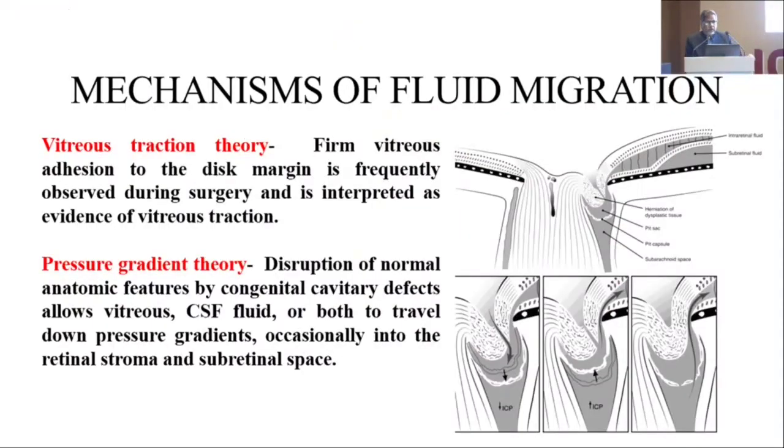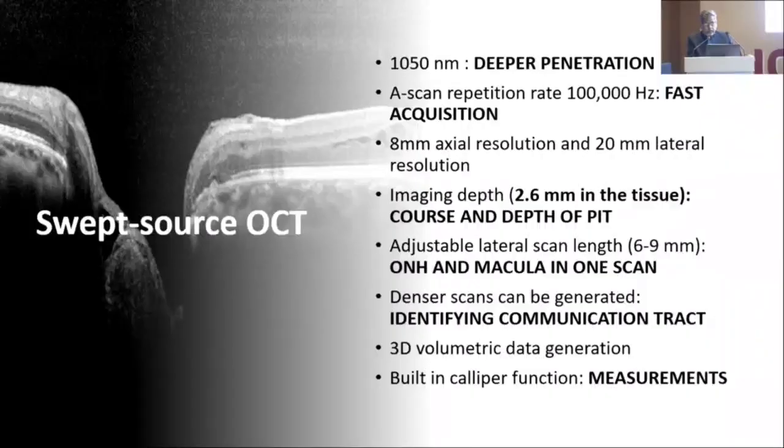So there are two theories as far as optic disc maculopathy is concerned: the vitreous theory and the pressure gradient theory, that the fluid is coming from the CSF or not. The exact pathogenesis is not known. In some patients it may be vitreous, it may be the CSF pressure, or both acting.